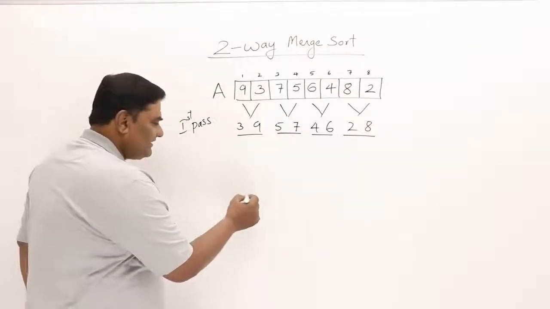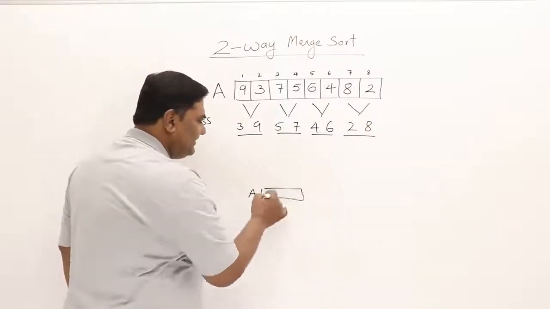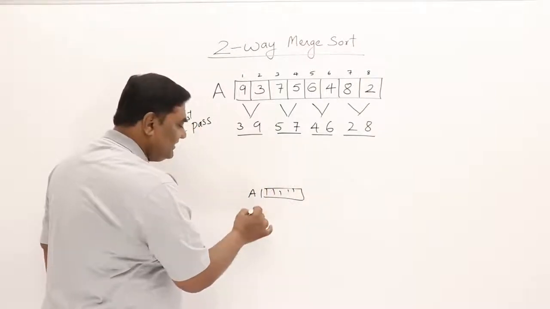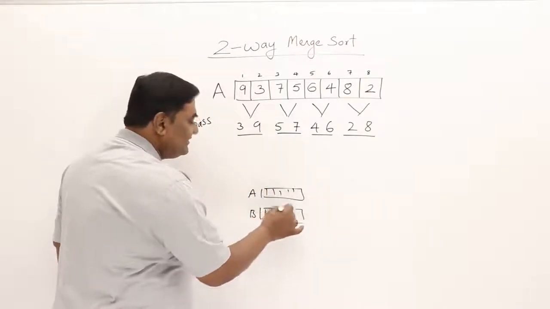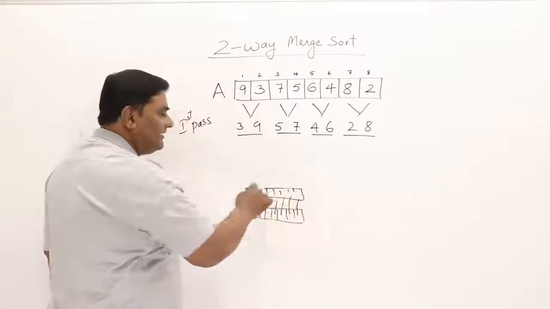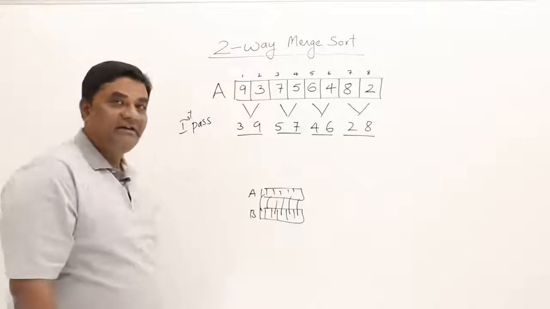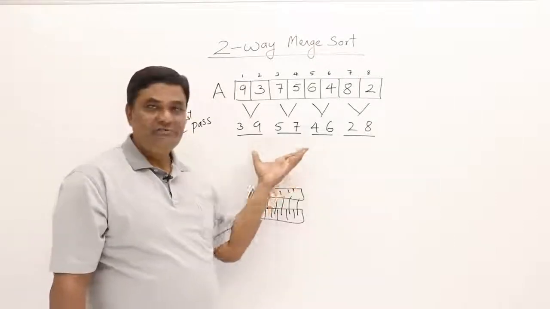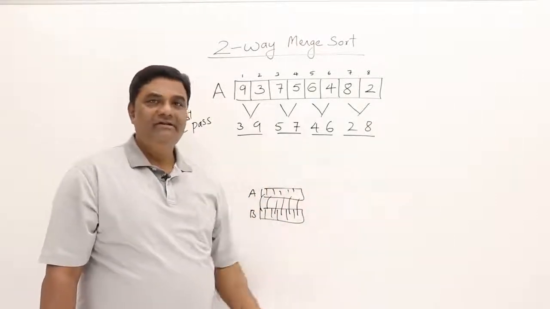So if there is an array A, then the elements are merged and we get the result in B. Then all these elements we copy back to A. So again the lists are in A only. This is what we do. So I am not showing it here. Programmatically it can be done.